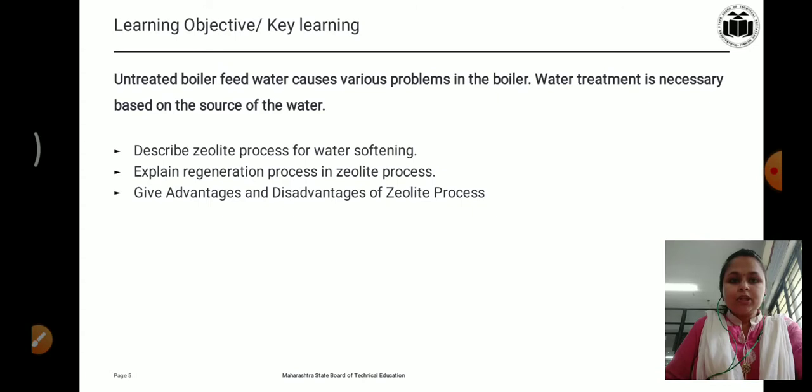The learning objective or the key learning of this video is untreated boiler feed water causes various problems in the boiler. So it is necessary to remove all the impurities present in the water. For that, the softening processes are necessary. So in zeolite process, we are going to study the description of zeolite process, regeneration reactions and the advantages and disadvantages of this process.